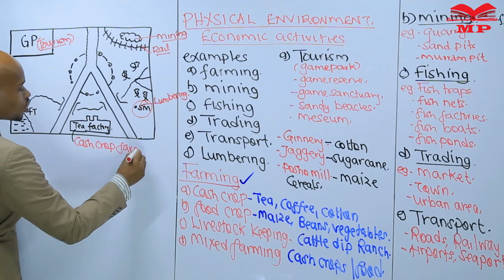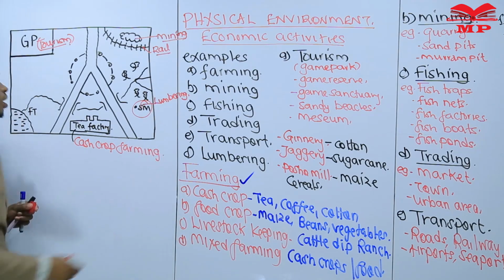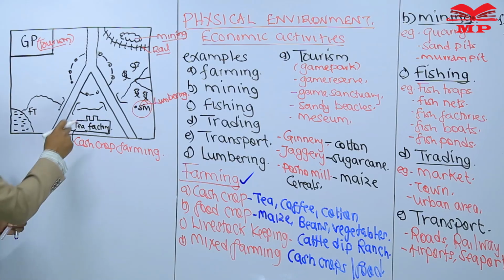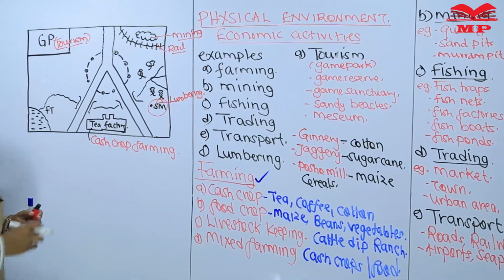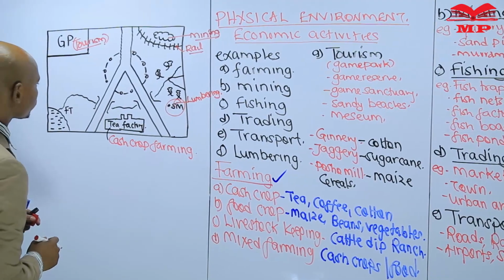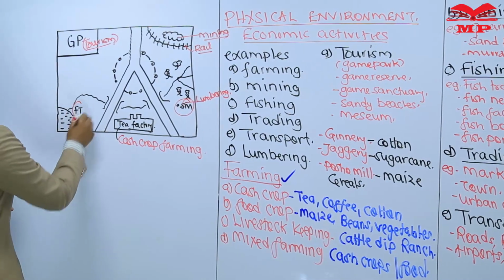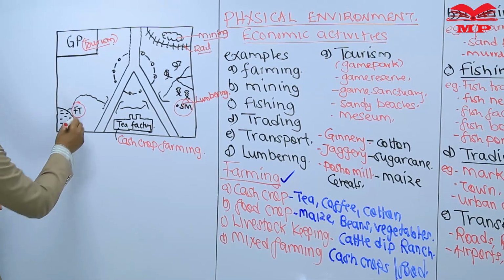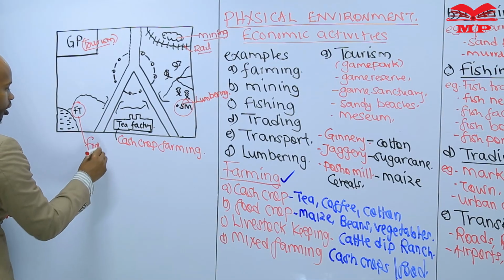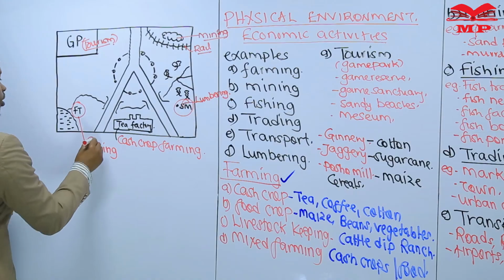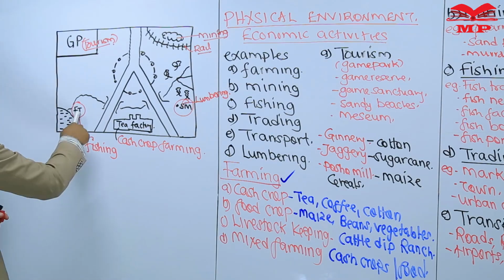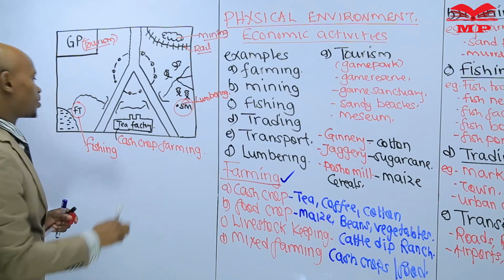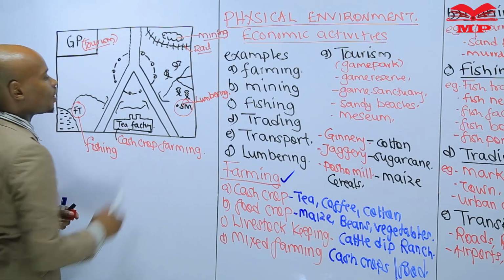We have not been shown where they are growing the crop, the tea, but we have a factory. And a factory means that crop is in that area. We have fish traps. This means there is fishing in that area. Around the lake, there is economic activity, fishing. Literally because there is a fish trap. Tea factory, there is cash crop farming.